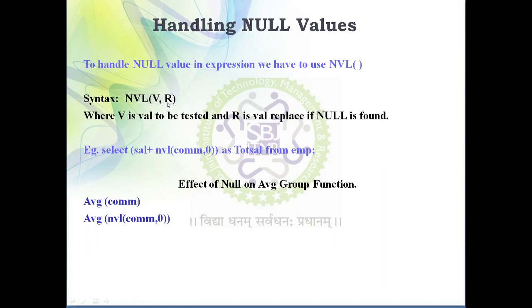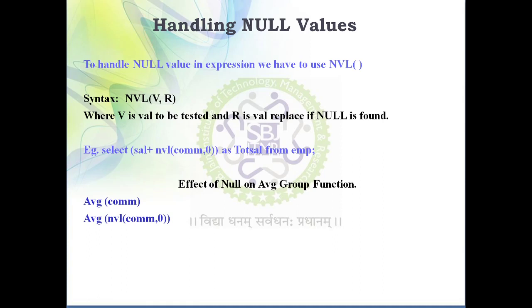NVL(v, r), where v stands for value, and r is the value that we want to replace it with. In this case, we want the null value to be replaced by 0. So the r value is 0 and v is nothing but commission, because NVL accepts two parameters, one is v, and the second one is r.